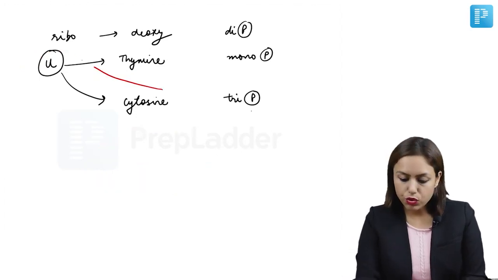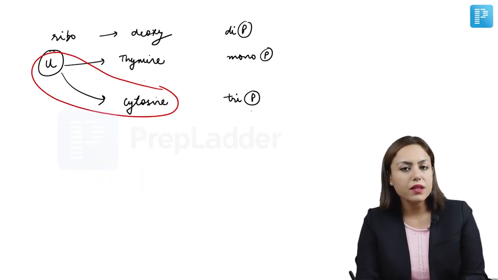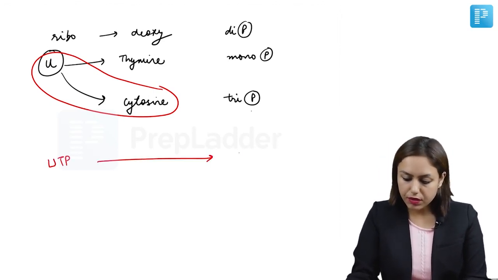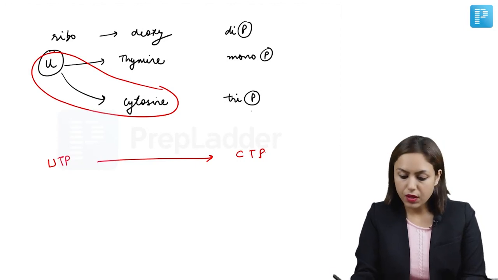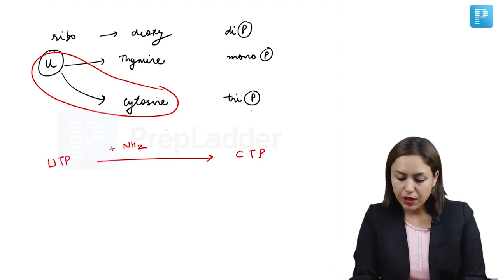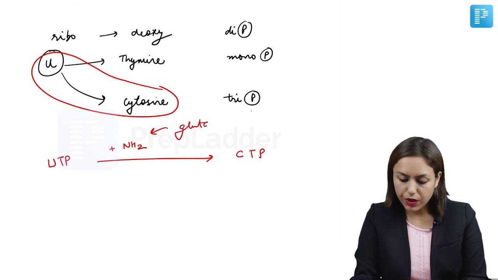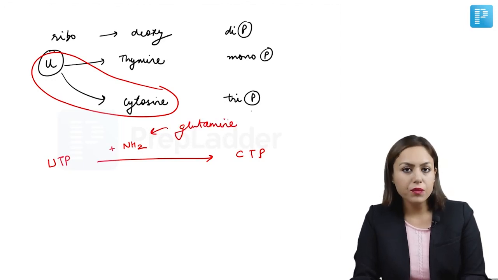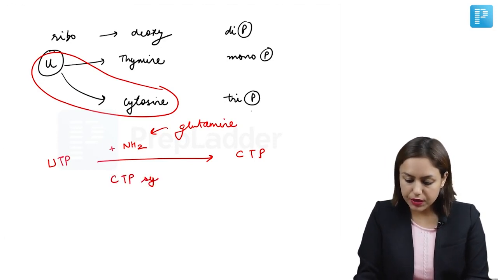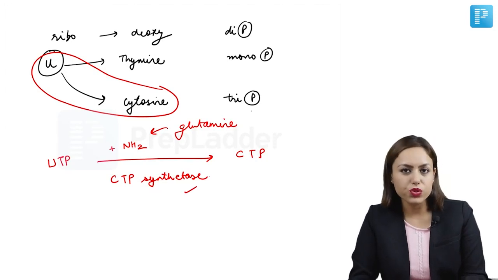Then next is U to C conversion. This occurs at the level of triphosphate, meaning UTP gets converted to CTP. Here, from U to C, one amino group is added. This amino group is obtained from glutamine, and the name of the enzyme is CTP synthetase. Synthetase means ATP is used, right?